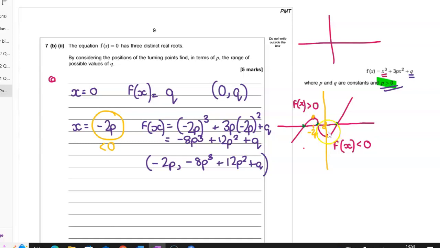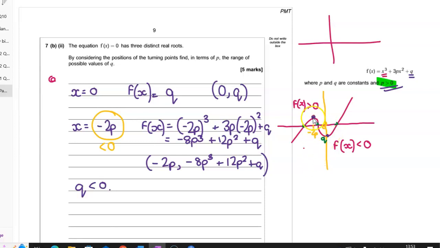So in that case, when x is 0, f of x is q, so that point there is q. So q must be below this x-axis here, because if q was above it or equal to 0 there, anything like this, you're not going to have 3 distinct roots. The only way to get 3 distinct roots is if it cuts through the x-axis there and then cuts through the x-axis again after. So it can't bounce up at 0. So this one here tells us that q must be less than 0, for us to have this turning point here.